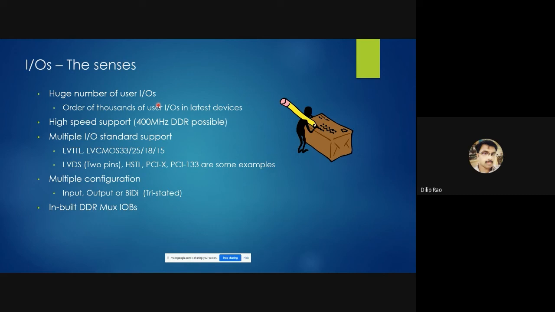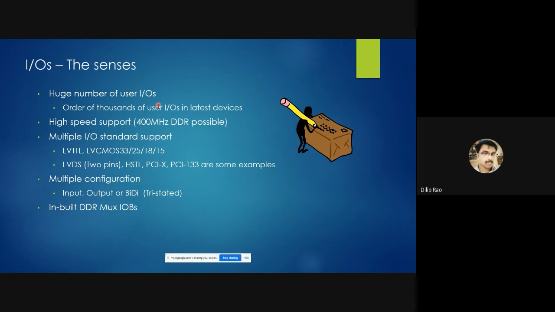It can be LVTTL, it can be LVCMOS, it can be LVDS, it can be HSTL, or any other examples. So there are multiple standards which are being supported based on who is sitting on the other side. You can have a device operating on LVDS interacting on one side with your system. On the other side, you can also have a device operating on LVCMOS, which is a single-ended standard. So that's also possible.